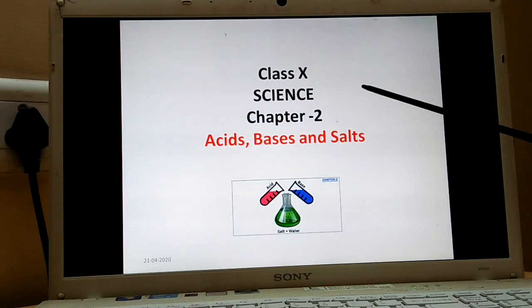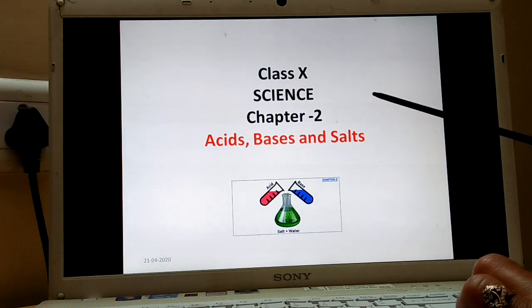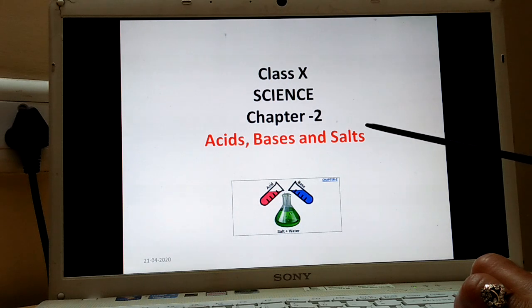Today we are going to start with the second chapter of chemistry, that is acids, bases and salts. In this chapter we will study the properties of acids, bases and salts, how they can be formed and how we can identify them. So in this PPT I have explained everything: how we can easily identify acids, bases and salts, and how they react with metals, with metalloids as well as with metal oxides.